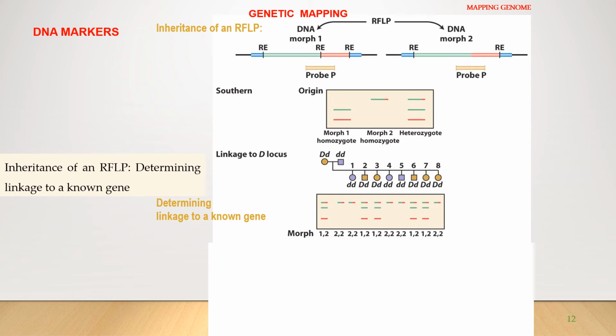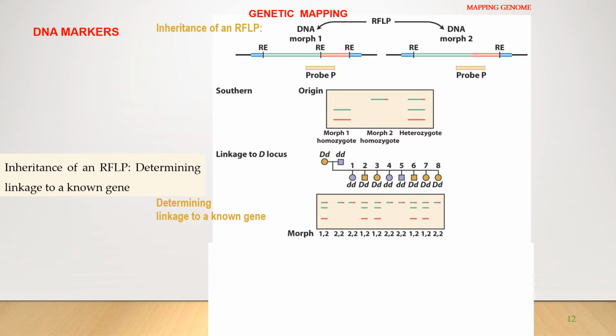Now, next we relate the RFLP pattern with the pedigree as to whether the person is affected or unaffected. When we correlate the pedigree and the gene profile or the RFLP profile, we find that all the heterozygotes are affected individuals except individual 8. It has a single band.